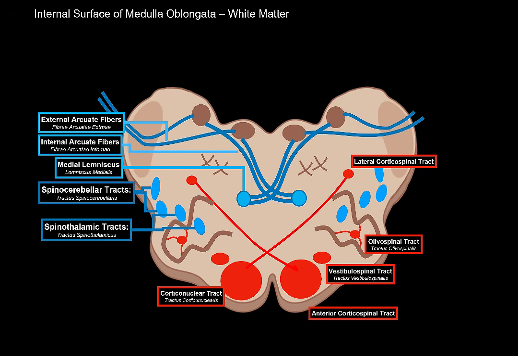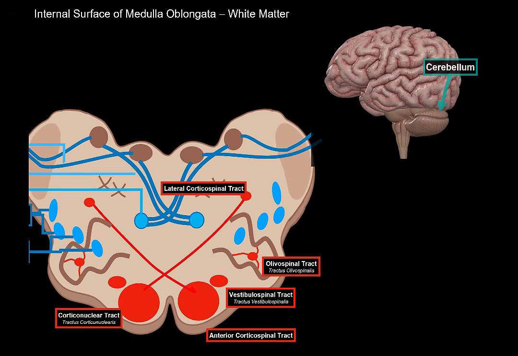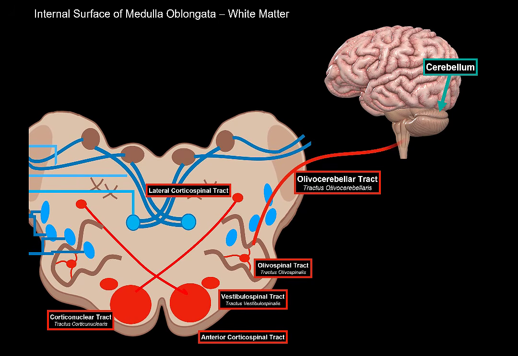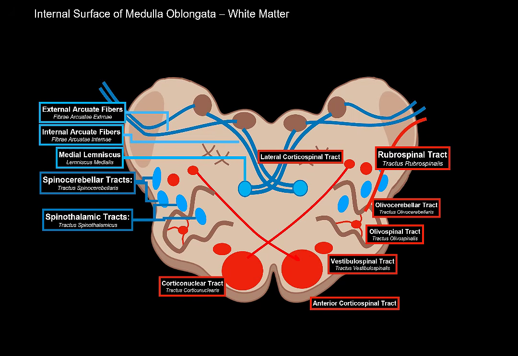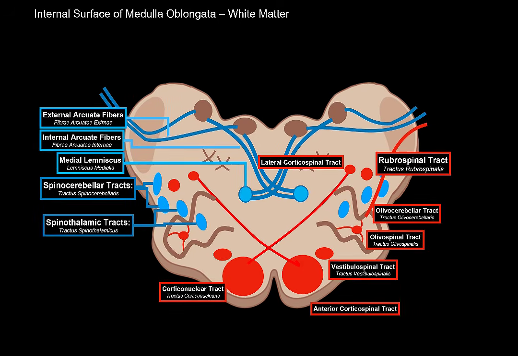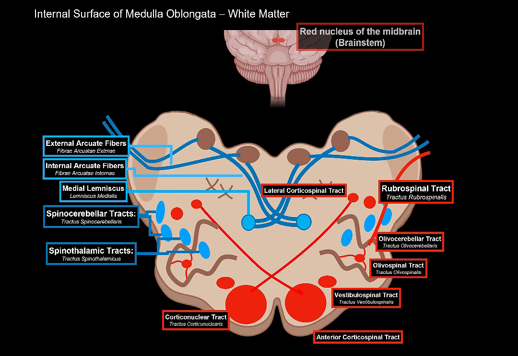Now through the olivary nuclei, there are also fibers that go into the cerebellum, called the olivocerebellar tract, which aid in your balance system as well. So that's these. Next we have the rubrospinal tract. Rubro means red, and the reason why they're called the rubrospinal tract is because we have red nuclei located inside the midbrain of your brainstem.